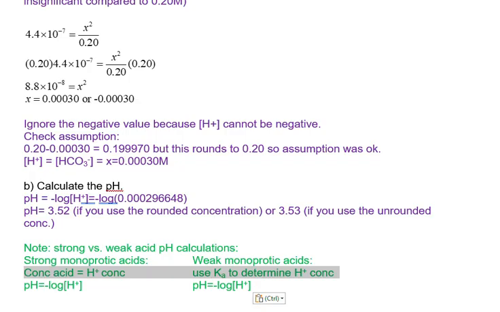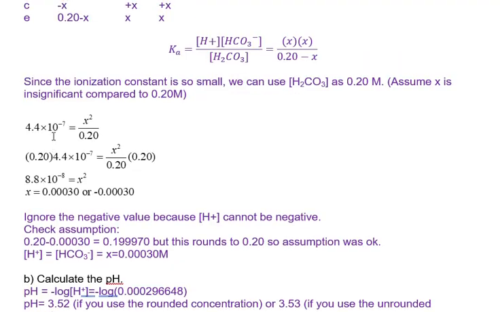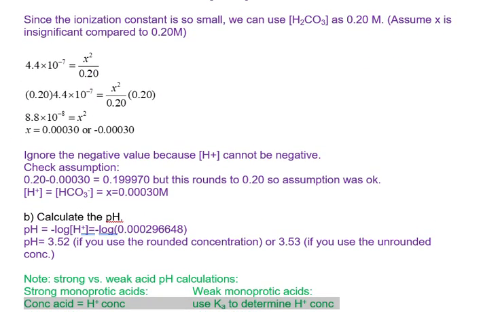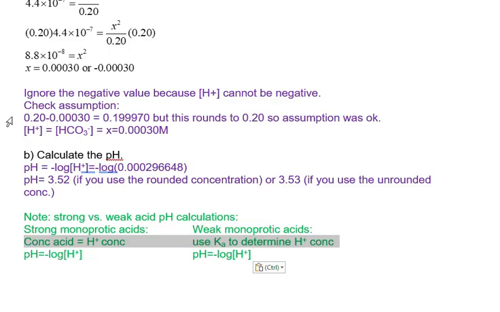Speaking of the Kas, all the Kas are listed in the data booklet, so all the ones that we need for those common acids. So you might not be given it in the question like you were with these two questions. You might be told to look it up in your table. So just be aware of that as well. And that's it for this lesson on calculating hydrogen ion concentrations for weak acids.